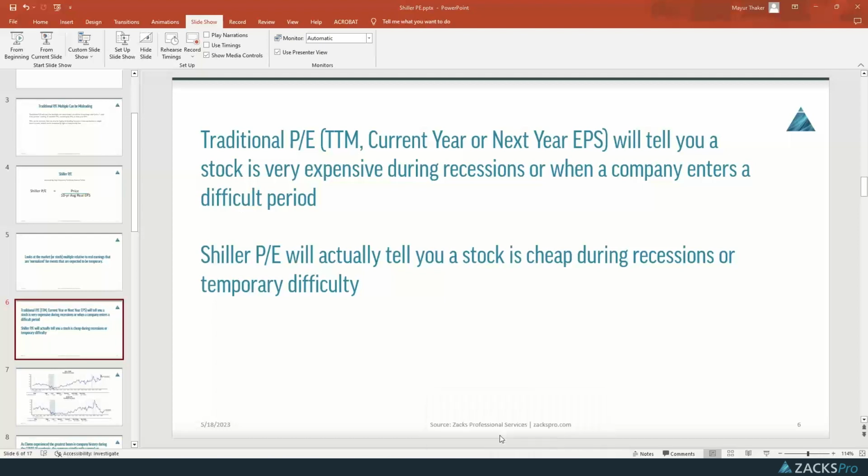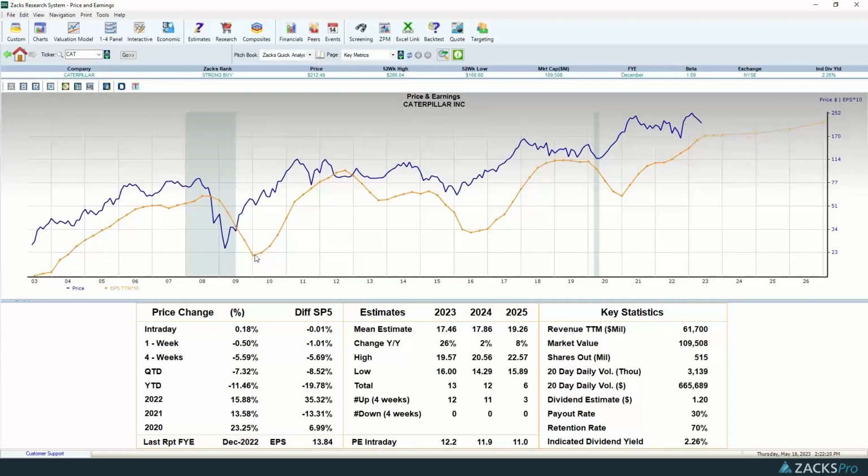So if I were to go back to this chart here, these earnings got really low in the wake of the great financial crisis in 2009, 2010. And you can see that the stock already started to move in advance of the earnings recovery. But if you were looking at the traditional PE multiple, even forward earnings, forward PEs, you would start to say that this stock is way too expensive.